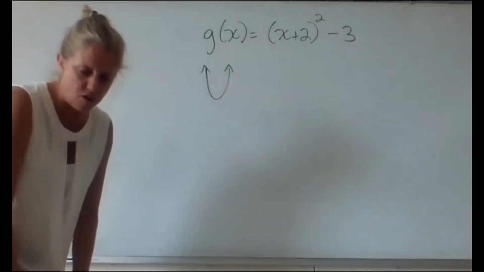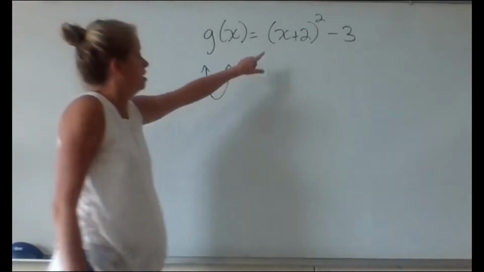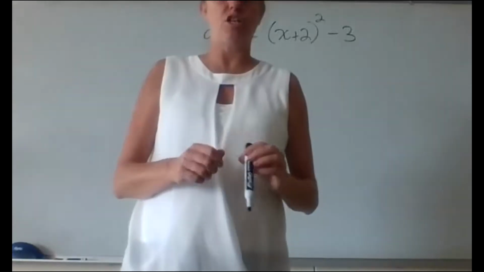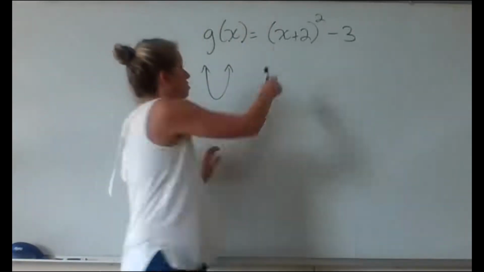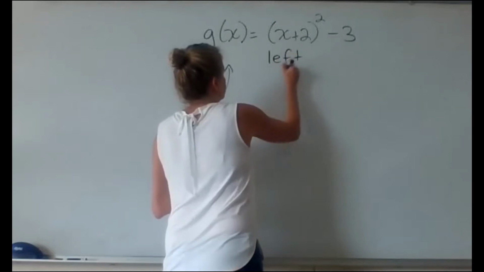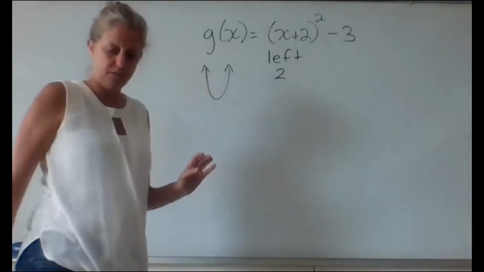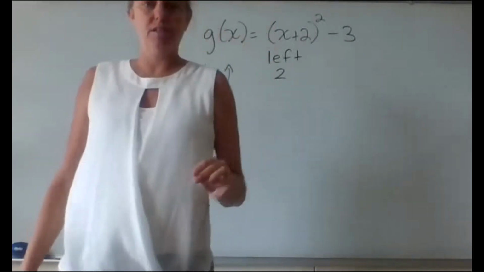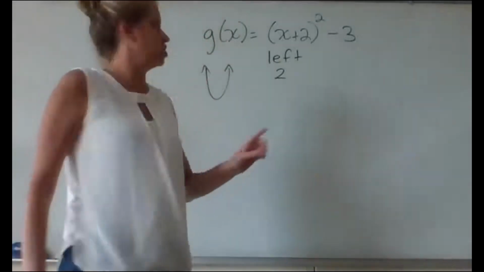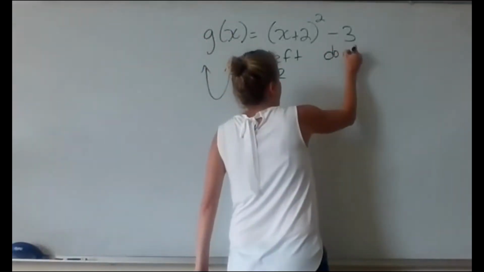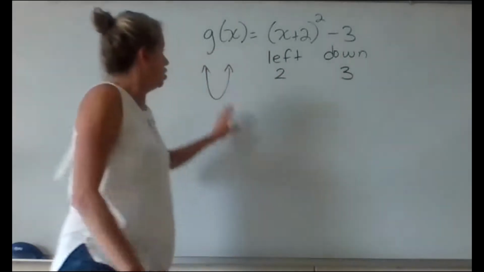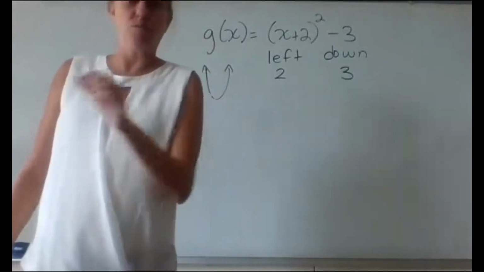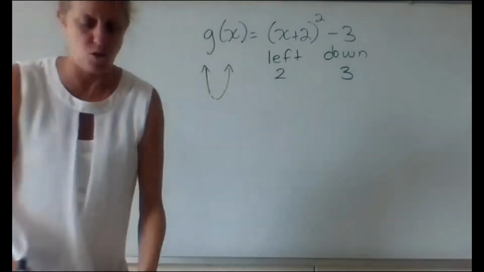And then I'm going to shift it 2 different ways. My inside number tells me my horizontal shift. So since it's plus 2, I'm actually shifting to the left 2. My outside number tells me up or down, and I go with the sign now. So my outside number tells me to shift it down 3. So x squared graph, left 2, down 3. That's what you'll tell it in your shifting when you're graphing it.